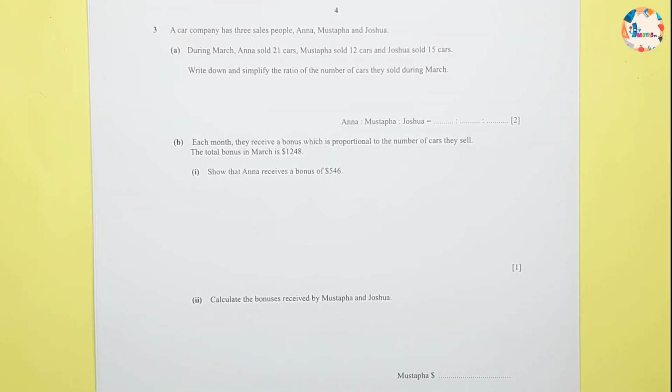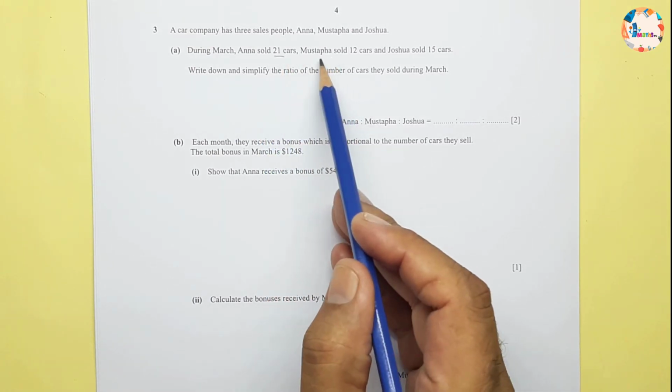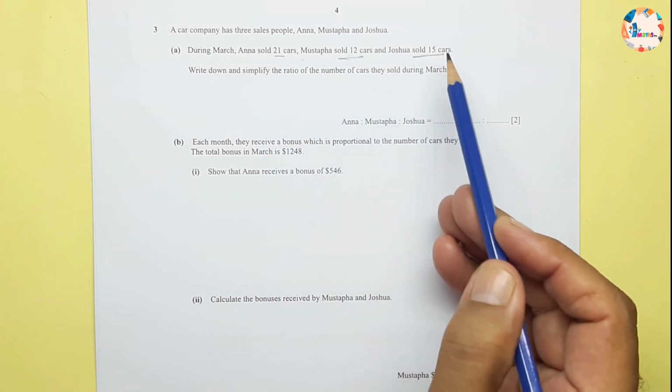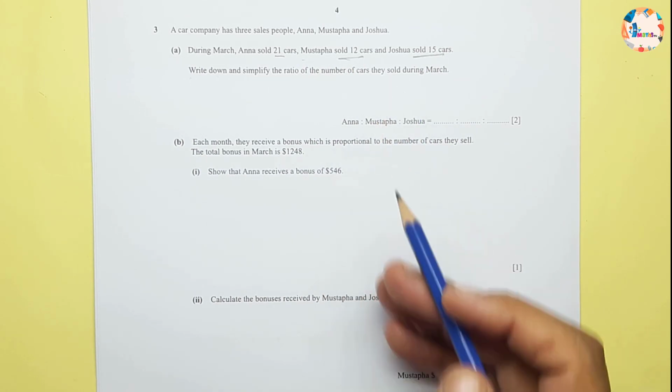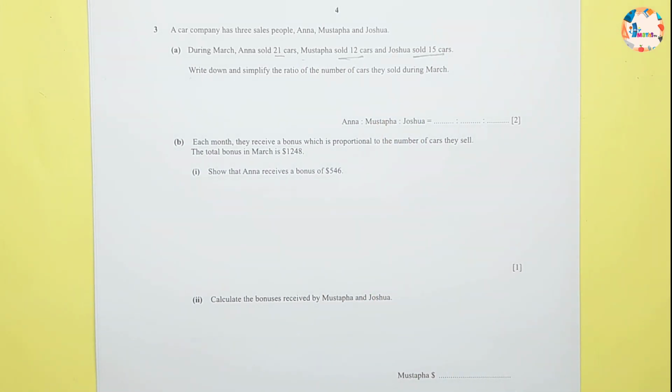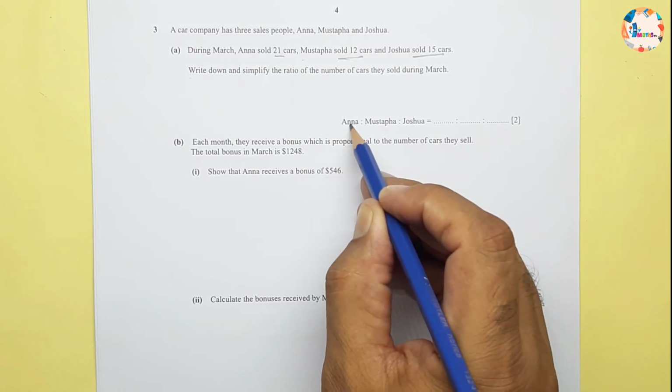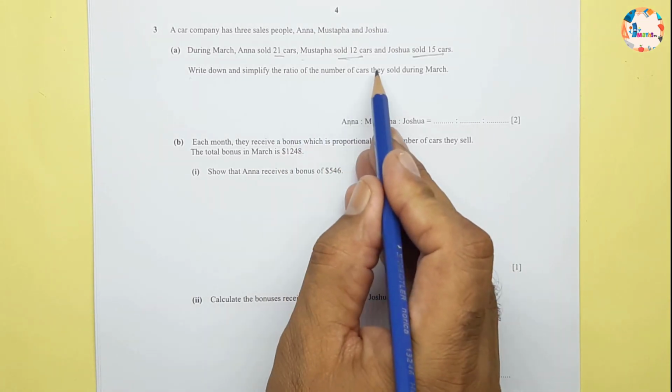Question number 3. A car company has 3 salespeople, Anna, Mustafa and Joshua. During March, Anna sold 21 cars and Mustafa this much and this one 15. Write down the simplified ratio of the number of cars they sold during March. Anna will be first. In simplest form you have to write.